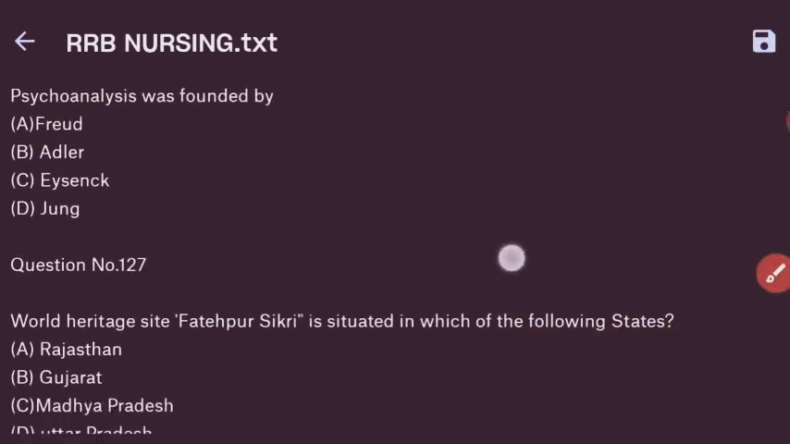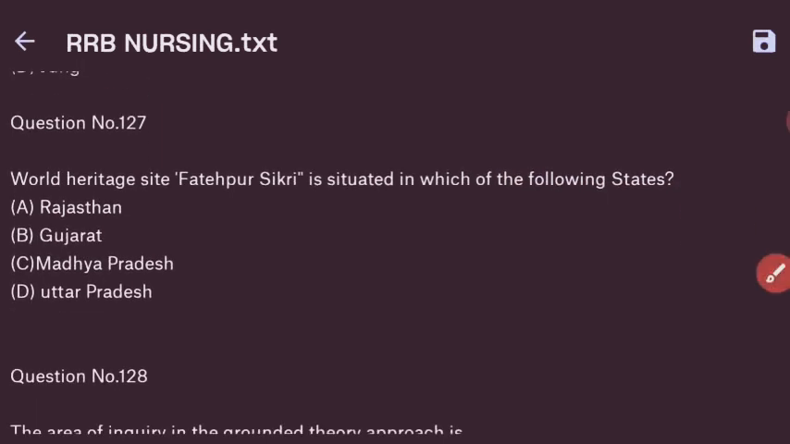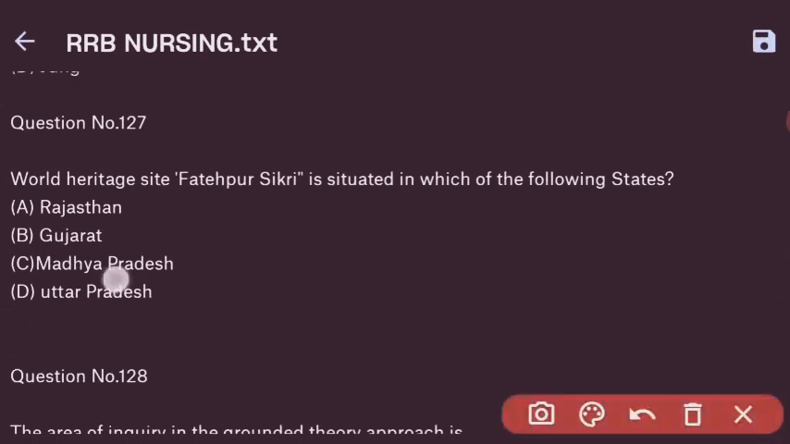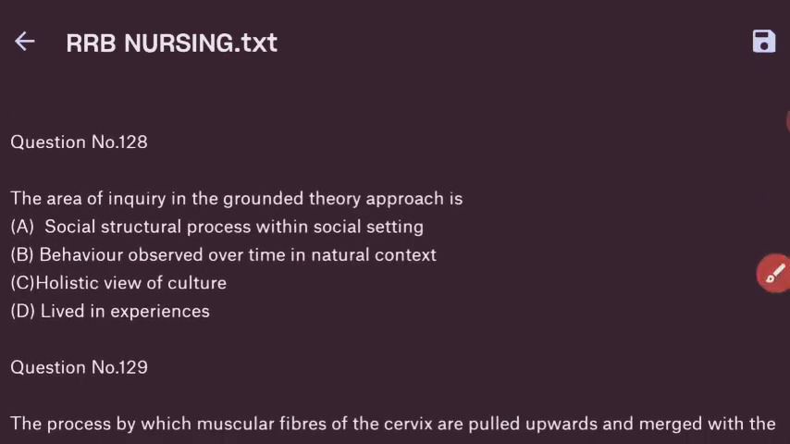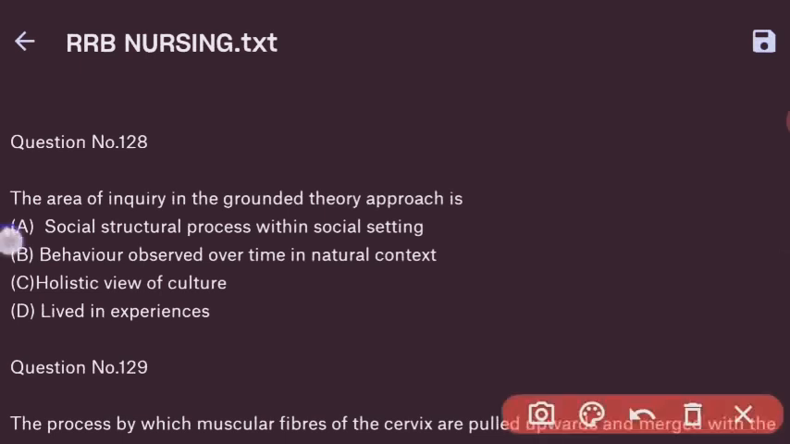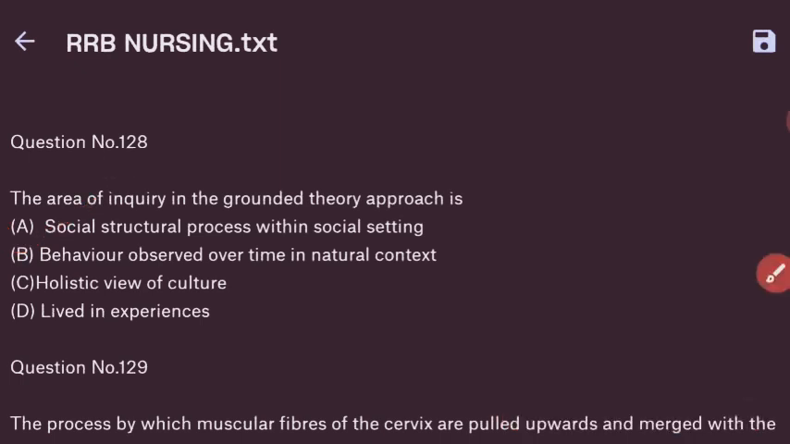Okay. Next question. World Heritage Site Fatehpur Sikri is situated in which of the following states? It is situated in Uttar Pradesh. Okay, D is the right answer. Next question. The area of inquiry in a grounded theory approach is the approach of a social structure process within a social setting. So A is the right answer.